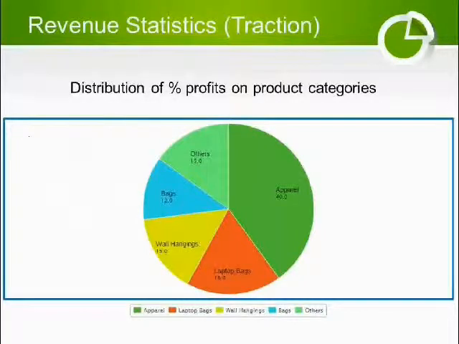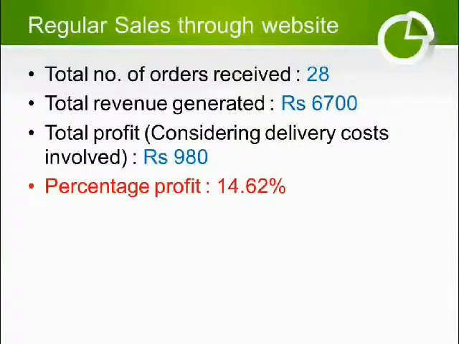After analyzing our sales, we found that apparel was the most profitable category, followed by laptop bags, wall hangings and handbags. Apart from the sales that we had through the Nirman Oasis store, the regular sales through our website, we received a total of 28 orders during our 1.5 month running period. The total revenue generated was Rs 6700. The total profit, considering the delivery costs involved, was Rs 980, generating a percentage profit of 14.62%.